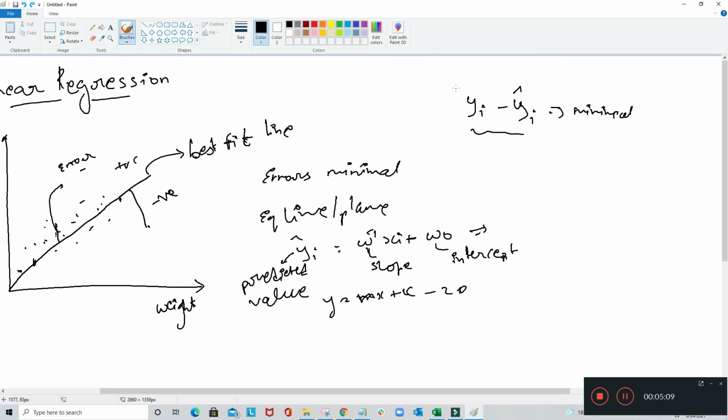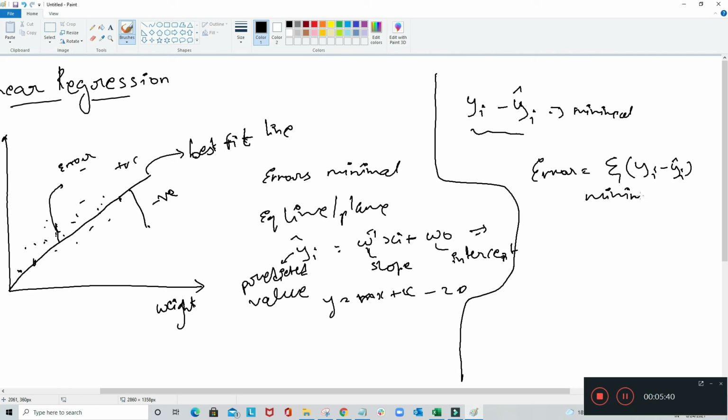As I said, it has to minimize the errors. However, there could be instances where positive errors cancel out negative errors. The errors should be minimal, that is, the summation of yi minus yi hat should be minimum. That is the best fit line. That's what it tries to do. Since positive errors might cancel out negative errors, we have to square each of the errors for i equals 1 to n. This error is called the sum of squared errors.